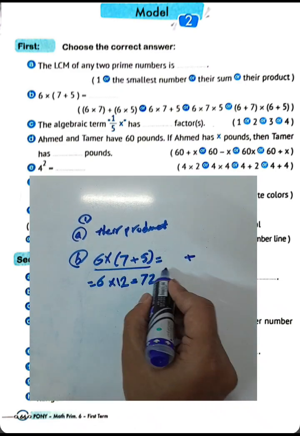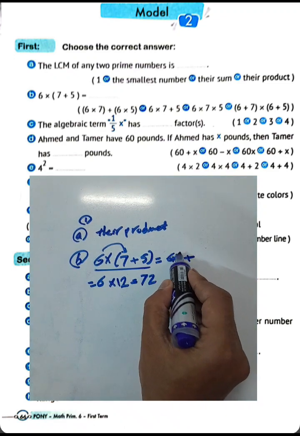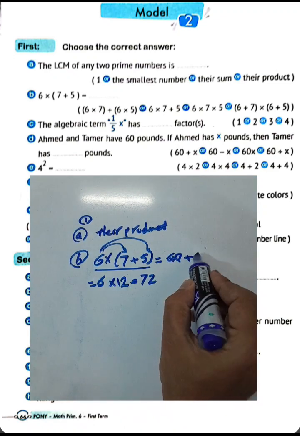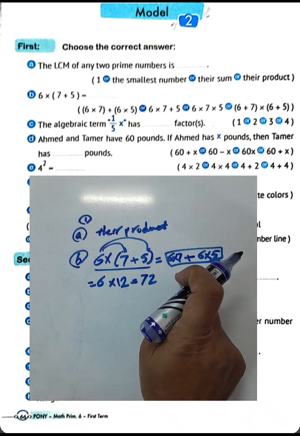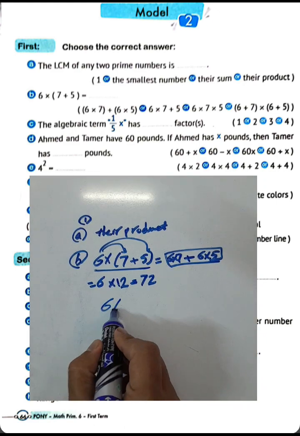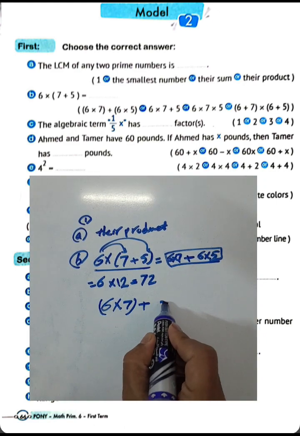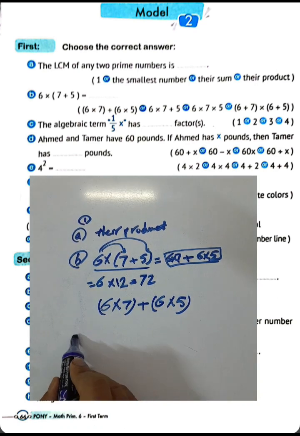the equal expression. For this expression, we can use the distributive property: 6 by 7 and 6 by 5. The result will be 6 multiplied by 7 plus 6 times 5. We used here the distributive property.